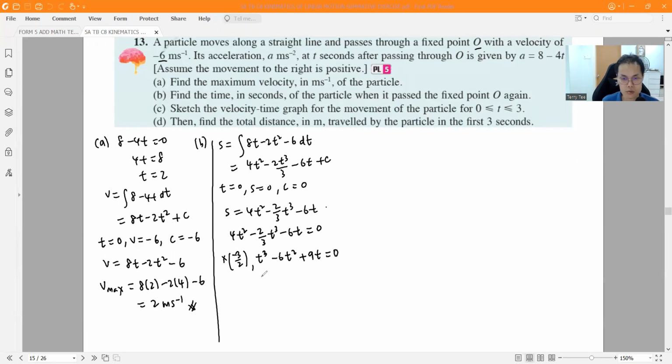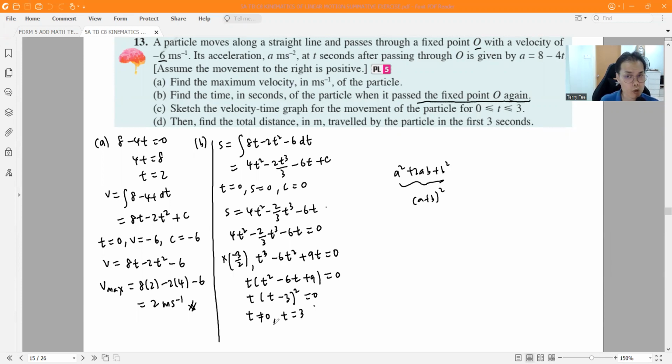Let it be 0. So what we can do is we can pick up t. This will be a quadratic inside here that you can factorize. Now this is in the form of a squared plus 2ab plus b squared, which you can factorize quite easily, a plus b squared. So in this case, it's t minus 3 squared. Your t cannot be 0, t has to be 3. Why cannot be 0? It passes through fixed point O again. It started from fixed point O when t is 0. It passes through fixed point O again when t is 3 seconds.